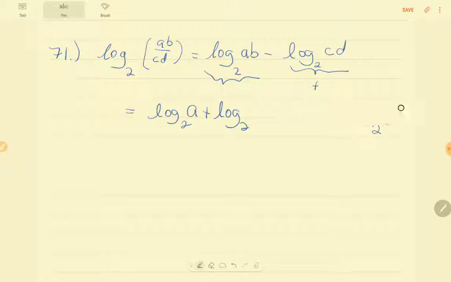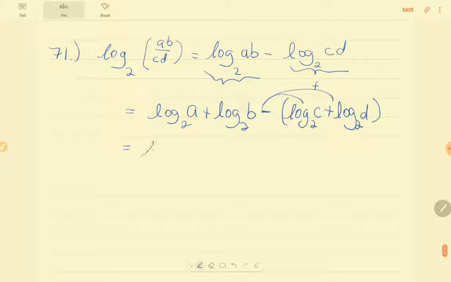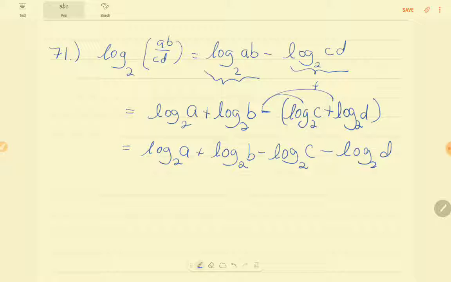Actually, I better show that intermediate step so that nobody gets confused. So what I would have done first is leave that negative out front, expand log base 2 of C plus log base 2 of D, and then distribute the negative in the next step. So my final answer is that. See, these things are fun.